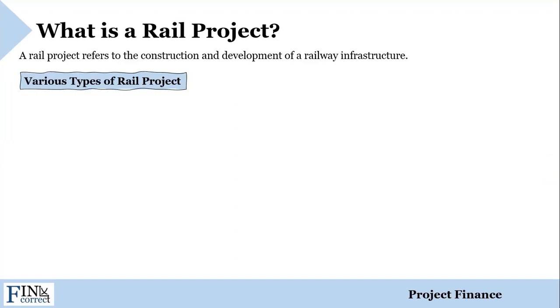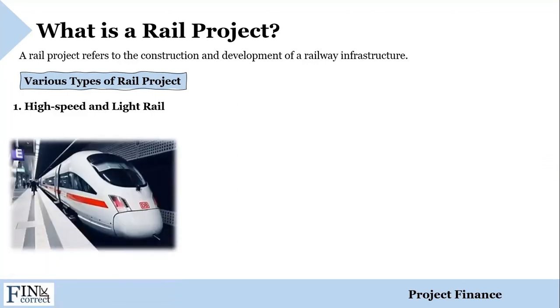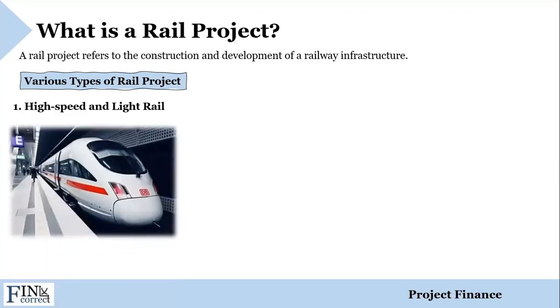There are various types of rail, but I have narrowed it down to three. The first here is the high-speed rail project, and the purpose of this is to provide fast and efficient transportation between major cities, reducing travel time and promoting economic connectivity. Examples of this project are the Shinkansen rail project in Japan and the TGV in France.